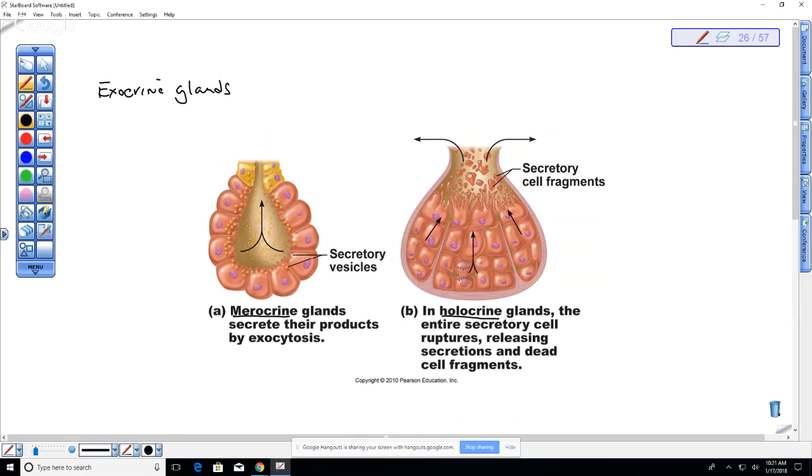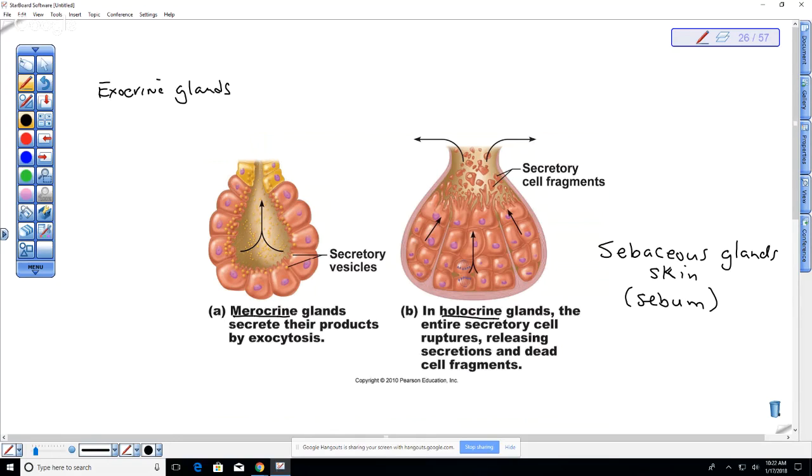The only actual type of holocrine gland that we have in our body are the sebaceous glands, and we'll talk about these when we get to the skin. Sebaceous glands, and they're in the skin. And these, instead of secreting their substances via exocytosis, they actually fragment the cells. So notice that the cells bleb off little fragments, and this is what is referred to as sebum.